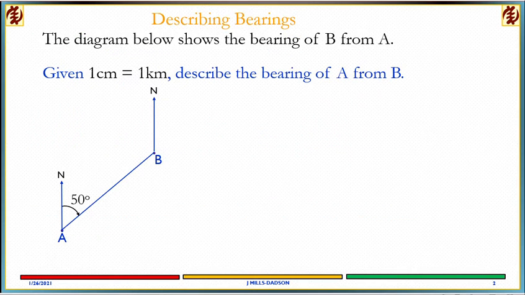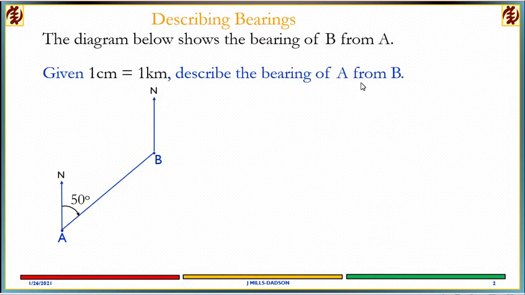Let's look at an example. The diagram below shows the bearing of B from A. Given 1 cm equals 1 kilometer, describe the bearing of A from B. So the diagram that you see here, this 50 degrees is the bearing of B from A. We now want to work out the bearing of A from B and also show the distance between them.